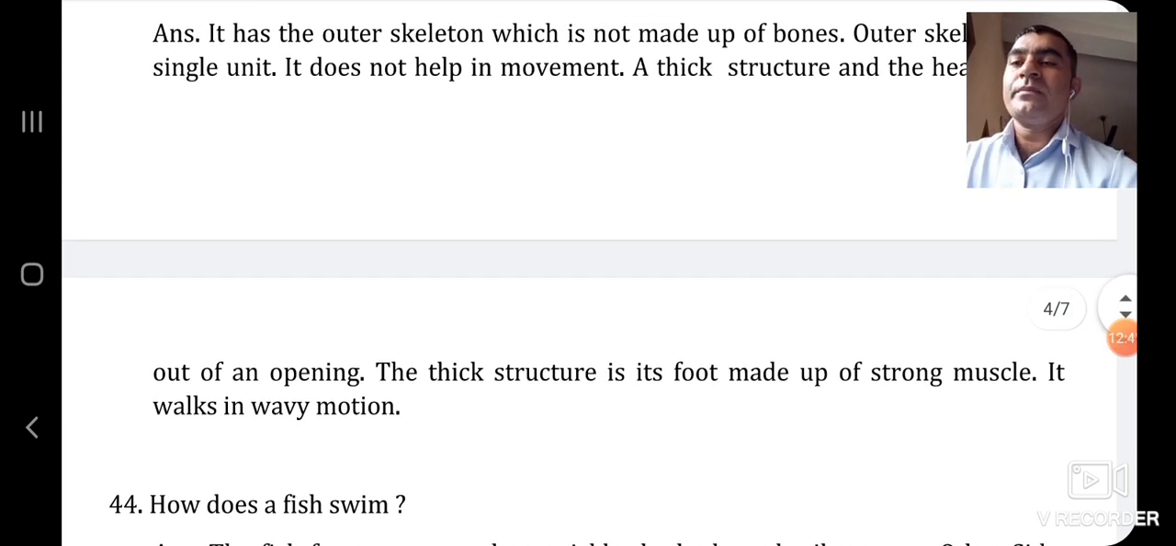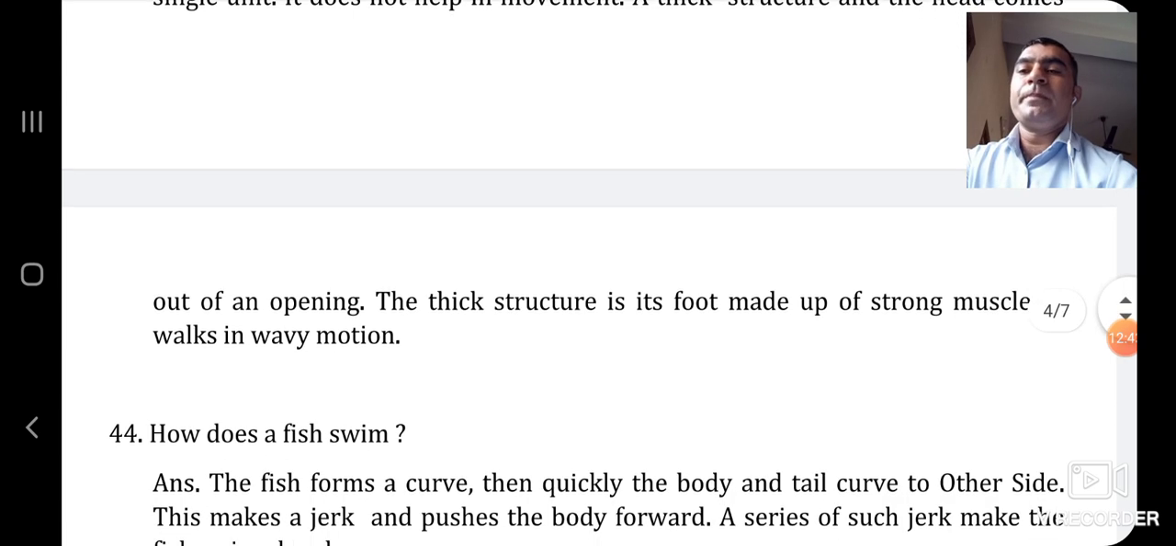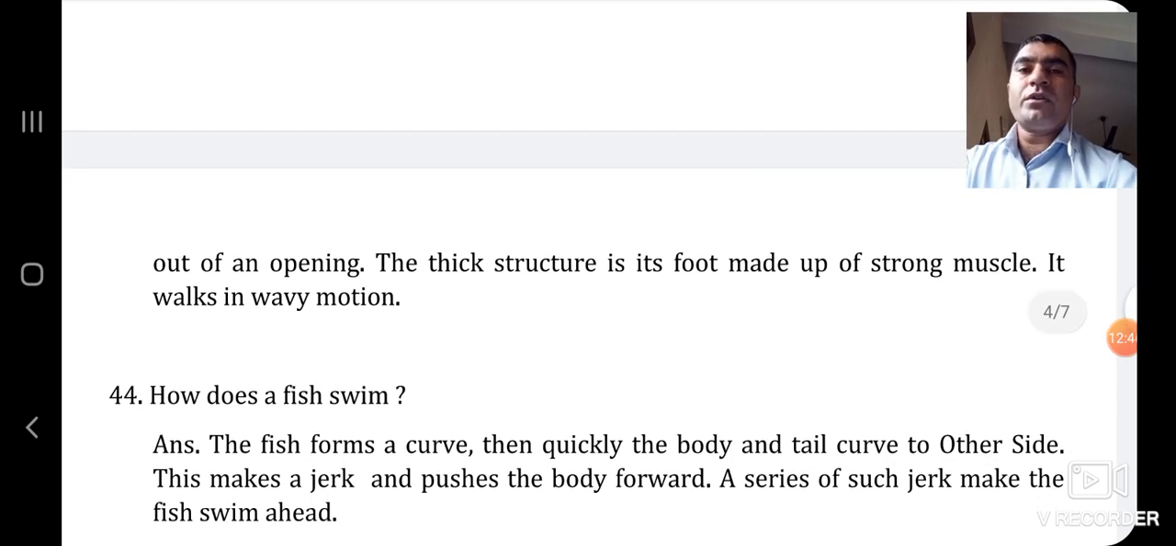The next question is: how does a fish swim? The fish forms a curve. Quickly the body and tail curve to the other side and this makes a jerk. First it will make the curve in the front part and then the tail, and it makes a jerk and pushes the body forward. A series of jerks makes the fish swim ahead. Series means after completion of one jerk, another jerk is added. Jerk after jerk is known as a series of jerks. Due to the series of jerks, the fish moves ahead.